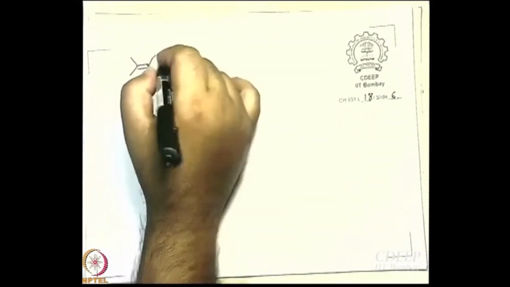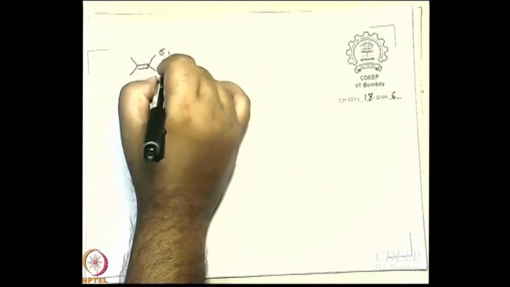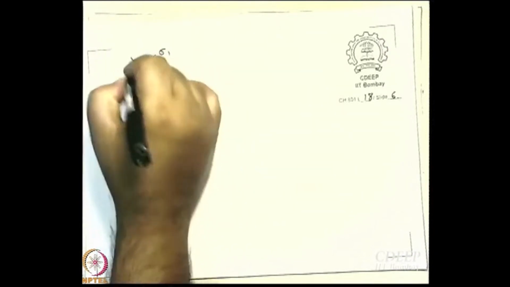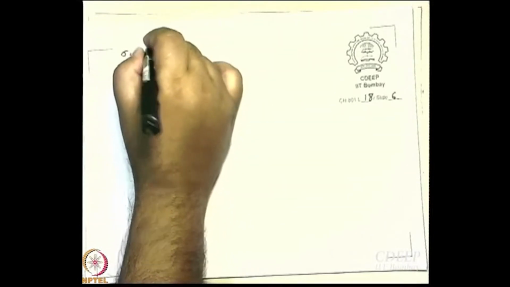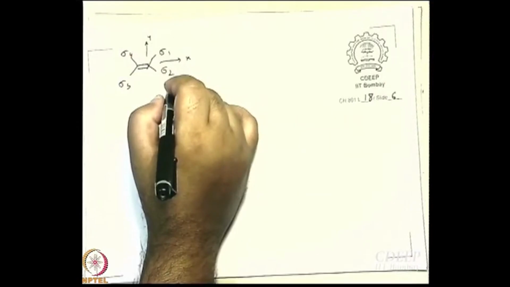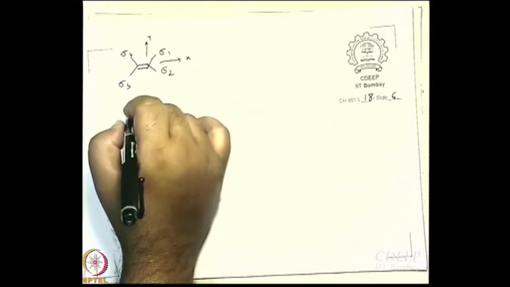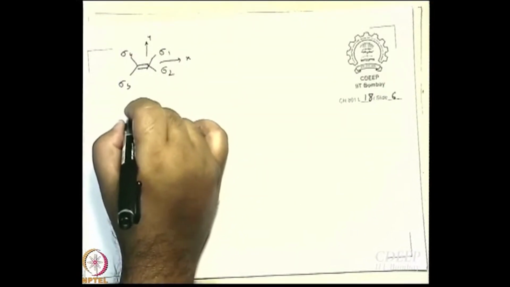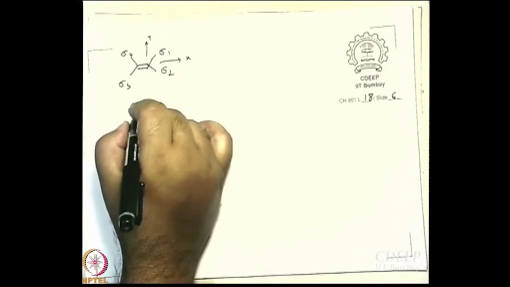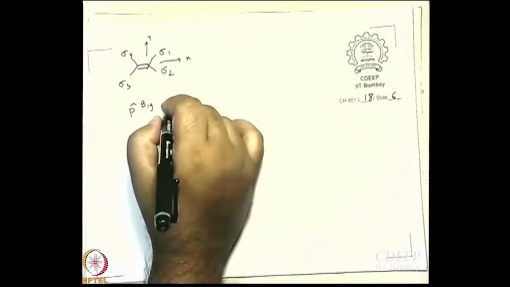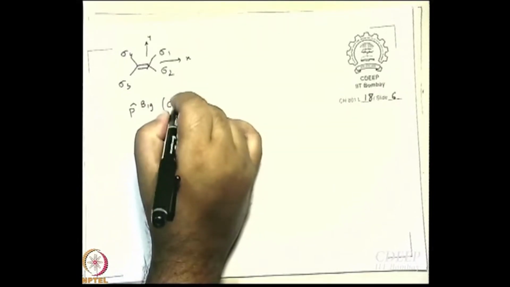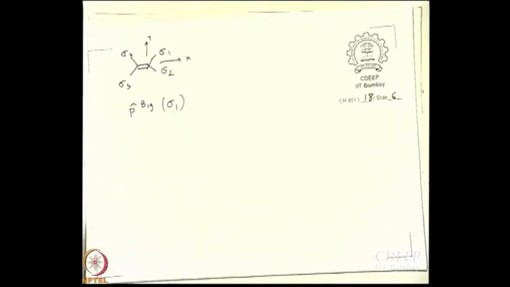Character table will be required. I hope you have not forgotten that this is x, this is y, z is pointing towards us, and what I want next is the incomplete projection operator of B1G operating on sigma 1. I will just read the characters to you.